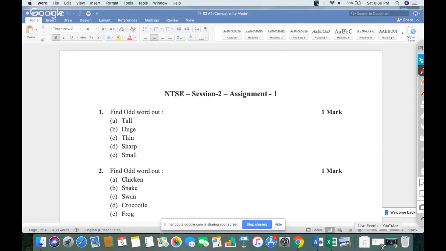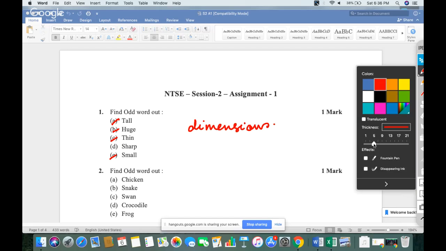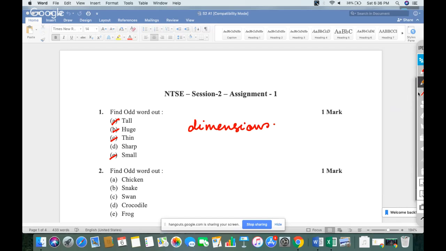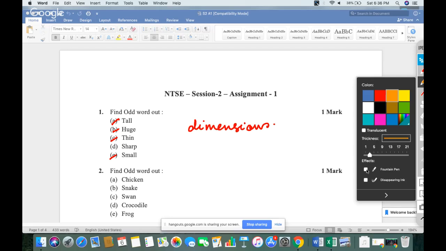Okay, first one is sharp. Why is it sharp? Because all others are tall, huge, thin, small. These four are related to dimension. Only sharp is not related to dimension. Hence, the answer over here would be sharp. Now let me move to the second question.